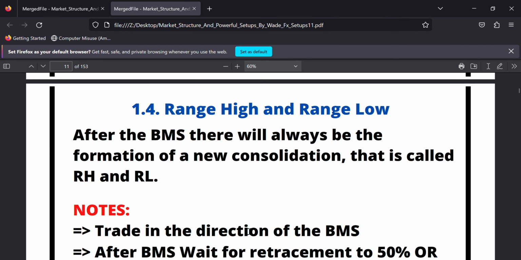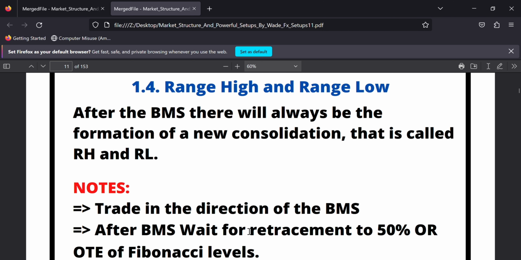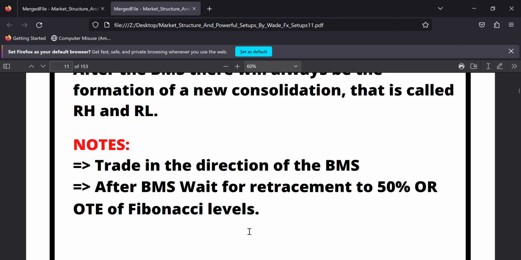Range high and range low. Let me explain this also. After the BMS, there will always be a formation of a new consolidation that is called range high and range low. When the market is moving down or up, it will be making range highs and range lows and range highs. Okay, trade in the direction of the BMS.